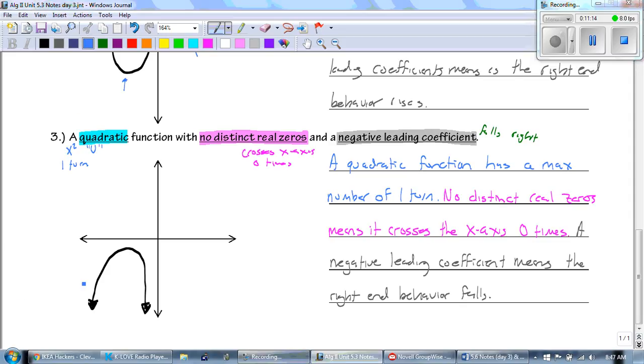Okay, and here we go. So a quadratic function means that it has a max number of one term. No distinct real zeros means that it crosses the x-axis no times. It does not touch it at all. And then the negative leading coefficient means that the right end behavior falls. And since it's quadratic, my left end behavior falls as well.